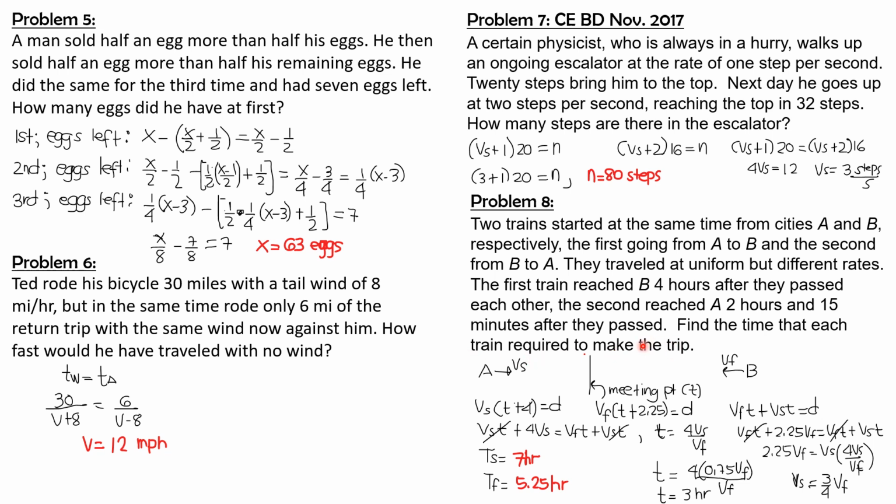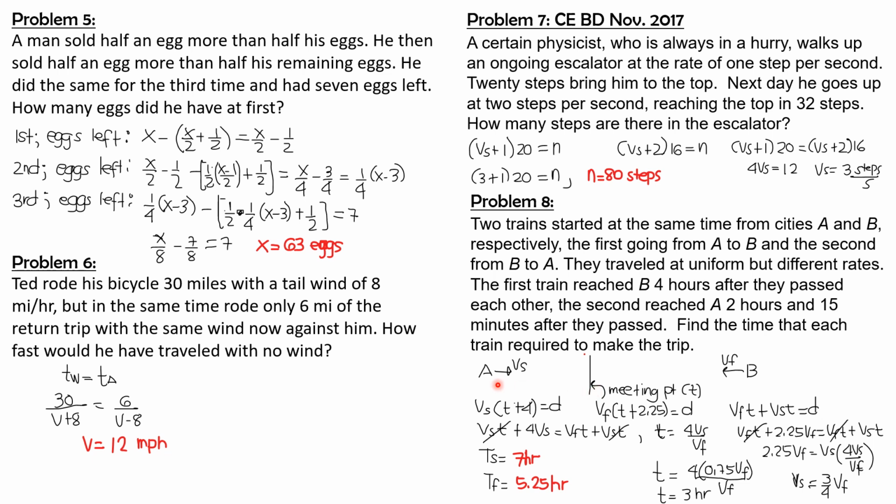So the train that comes from city A is slower because after the two meet here, this train from A reaches B in 4 hours, while the train from B is the faster one because after their meeting point, that train reaches A in just 2 hours and 15 minutes. So this would be the configuration.